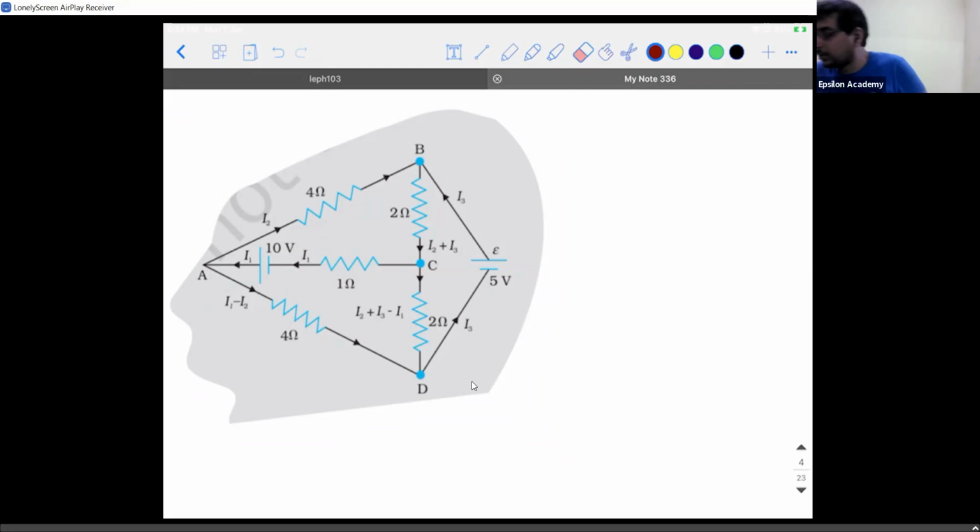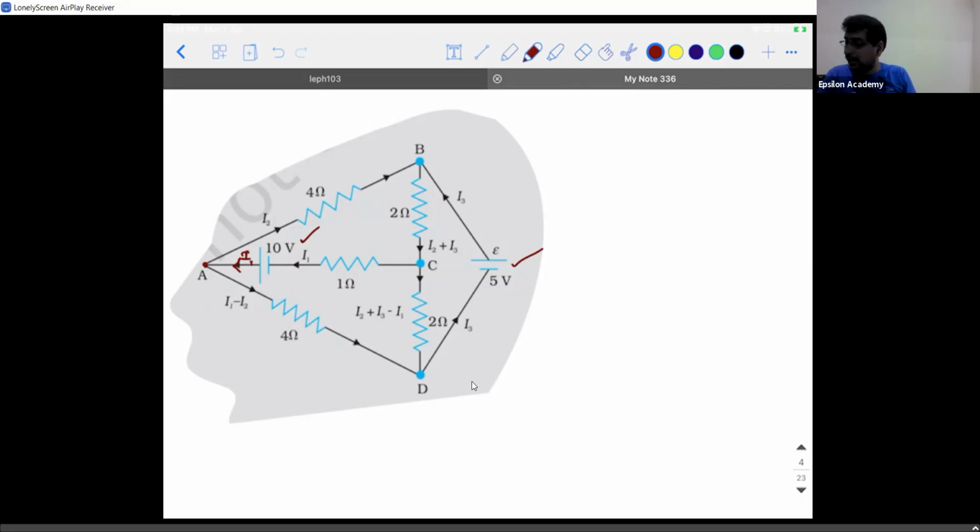Now, listen to this carefully. Whenever you start a problem, you should always look at the number of cells you have. So, how many cells do you have in this problem? You have 2, a 10 volt and a 5 volt. Look for the one which has higher potential. So, 10 volt is having higher potential. From the 10 volt cell, if I say I1 is supplied outside, then this current I1 is going to the junction. Listen to this carefully. I1 is going towards the junction.